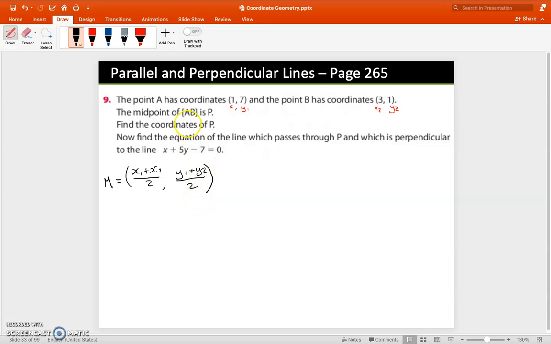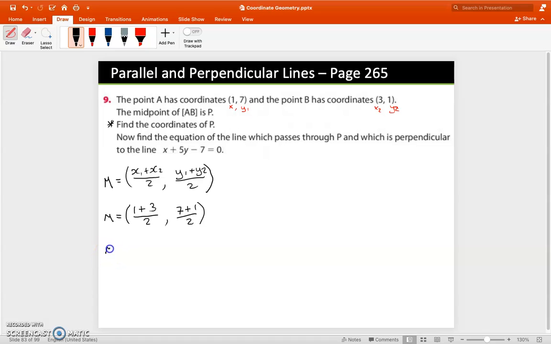Okay, so first up it asks to find the coordinates of P, and that we know that P is the midpoint between A, B. That's what it tells us here. So my x1 is 1, and my y1 is 7, my x2 is 3, and my y2 is 1. So all I'm going to do is substitute these into this formula and find the point. So my x1 first is 1, my x2 is 3, that's divided by 2. My y1 is second, and that's here. And then my y2, which is also 1, and that's divided by 2.